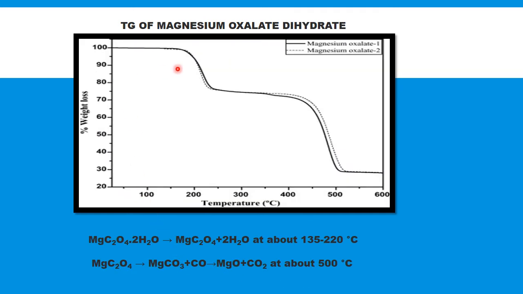Next we will see the thermogram of magnesium oxalate dihydrate. You can see only two decompositions taking place. One is the removal of water at approximately 200 degrees, and magnesium oxalate directly decomposes to magnesium oxide. Just a single step. It takes place at about 500.